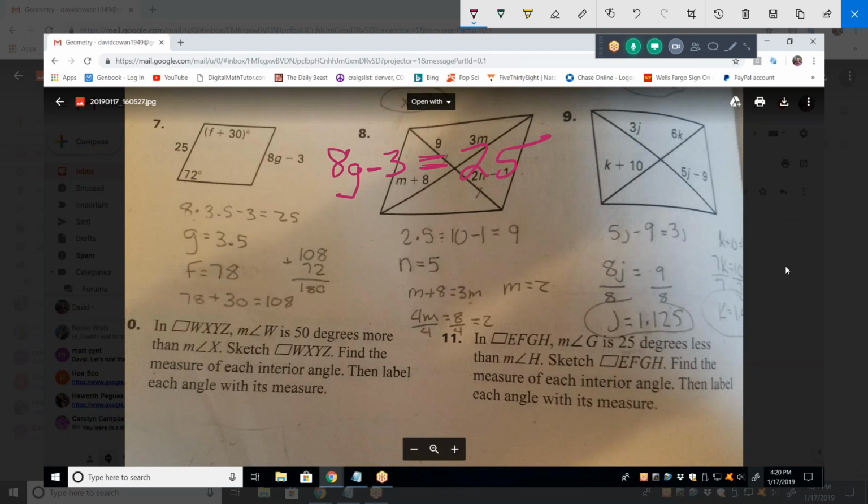And let's see, what did you write? 8 times G equals 3.5. Why 3.5? Because both sides are equal. In other words, this side right here is equal to that side whenever you have parallelograms. So all you want to do is take that and make it equal to the other side. Now solve that equation.